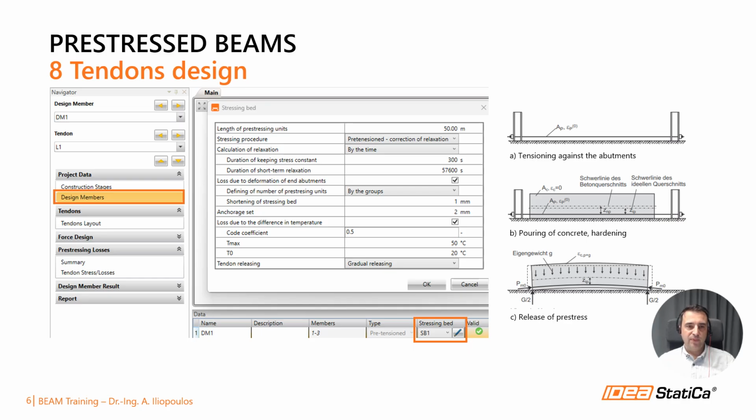We can also enter an anchorage slip, and we can select if the release of the prestressing force is gradual or sudden. This input affects the transmission length. We can also take into account the prestress loss, which happens due to the difference in temperature between the concrete and the tendons. And the last thing we need to define is the so-called short-term relaxation.